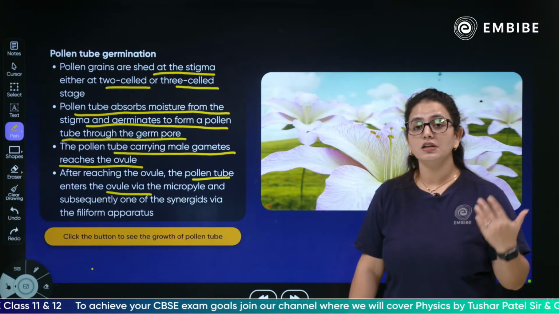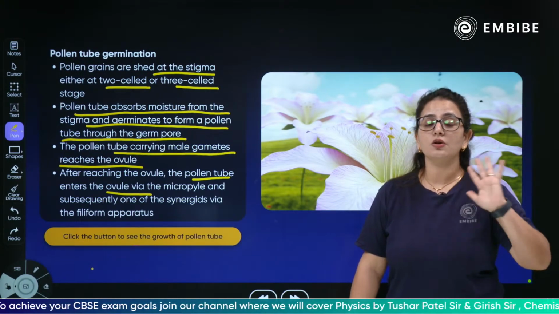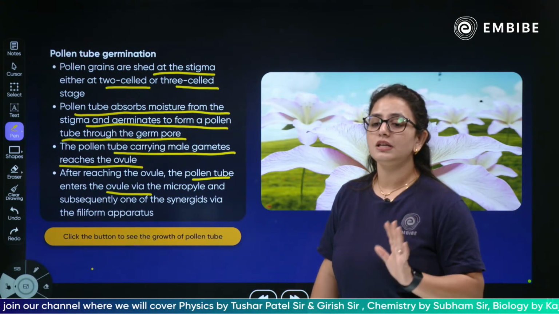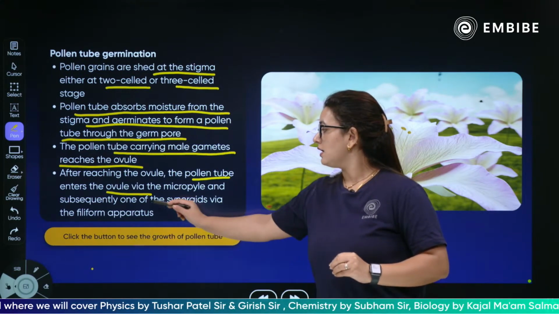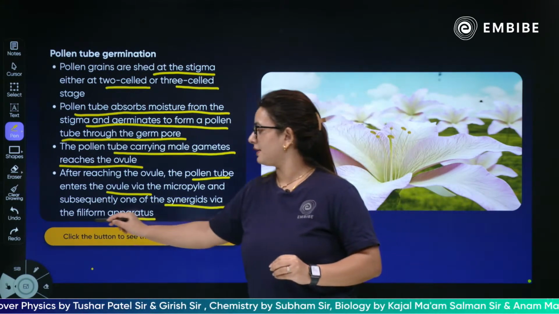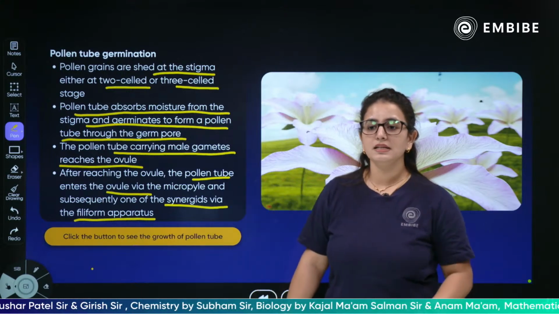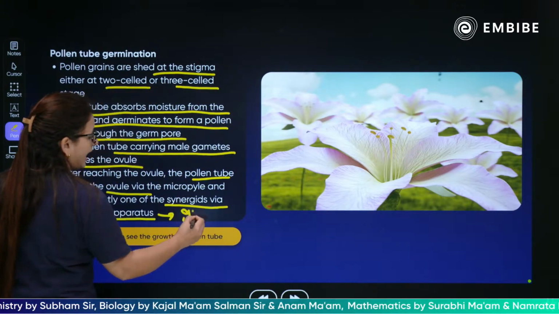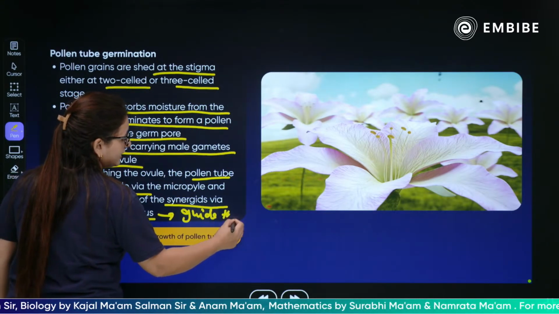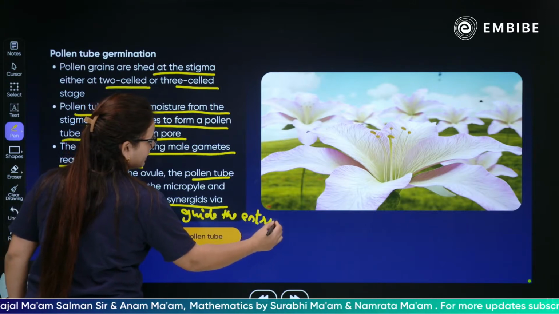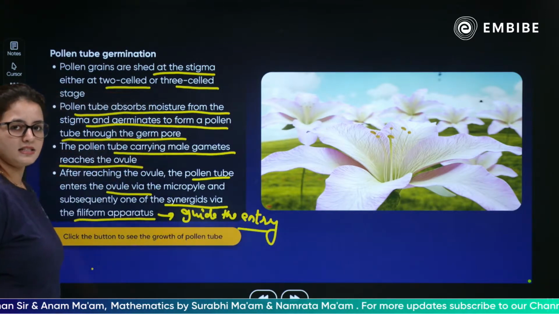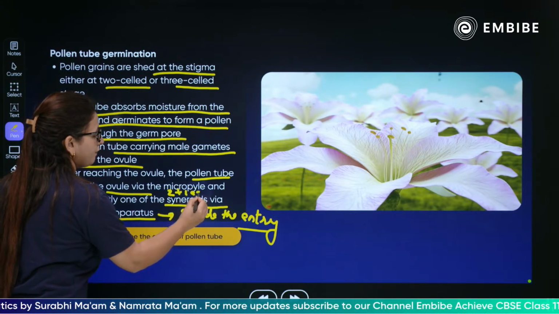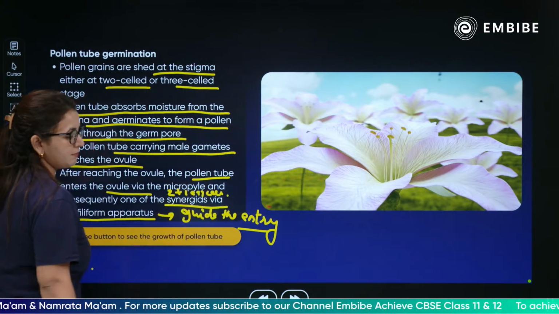If you want to know again what the filiform apparatus and synergids are, you can go and check the megasporangium lecture where we discussed it. Right now, you know there is a micropylar end and there are synergids with the filiform apparatus. What is a filiform apparatus? If you remember, it will guide the entry. And there are 2 synergid cells and 1 egg cell, if you remember the whole structure of the megasporangium.